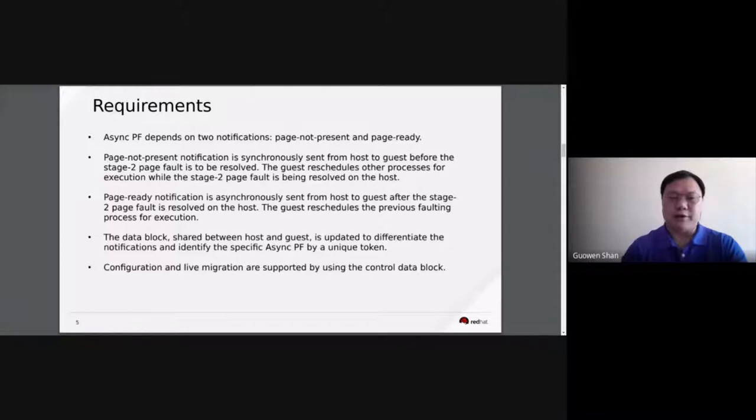At a later point, when the stage-2 page fault is resolved successfully on the host side, another notification, which is page ready, is sent from the host to the guest. When the guest receives the second notification, it reschedules the previously faulting process for execution. There's still another data block in the data path, which is shared between the host and the guest. The shared data block is updated to distinguish the notifications, and it's also used to identify the specific asynchronous page fault by a unique token. In the control path, the control data block is used to help finish the configuration and the live migration. This is the general requirement.